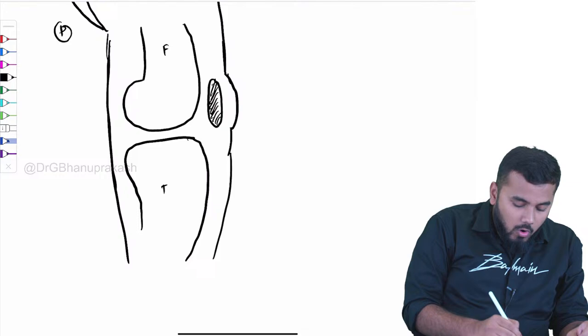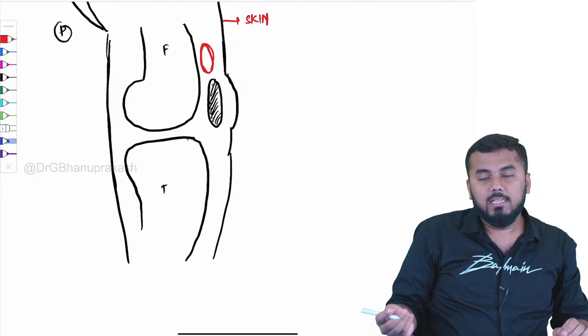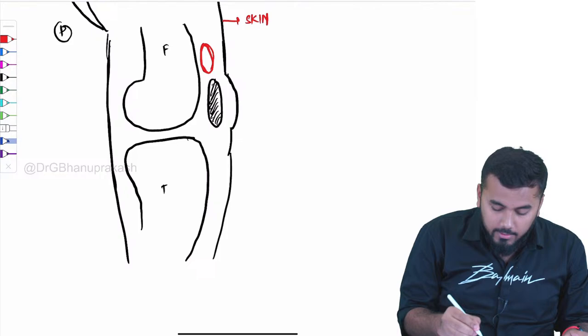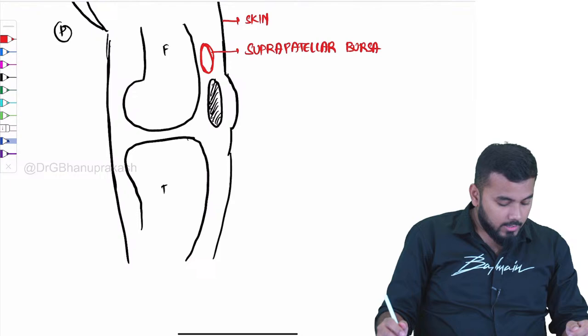Here, I have got an open space. Above the patella, I have got an open space like this. Now, this is called your skin, okay? Above the patella, I have got an open space that is called bursa. Bursa is present above the patella. I call it the suprapatellar bursa. What is this called? This is called suprapatellar bursa. Okay, very good.